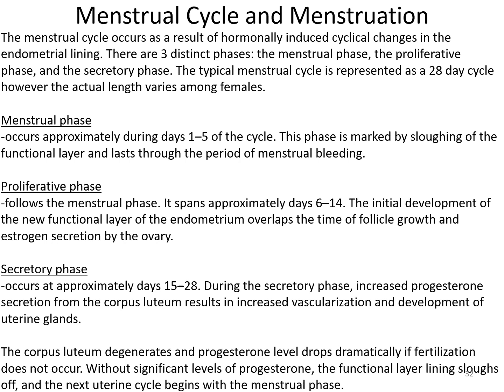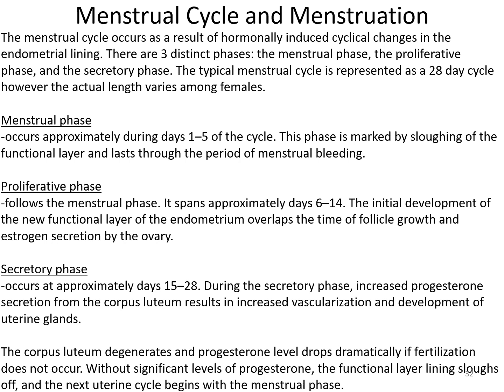The secretory phase happens about day 15 to 28. During the secretory phase, you have increased progesterone secretion that's coming from the corpus luteum, and that results in higher vascularization and development of the uterine glands. So we've built the tissue lining during the proliferative phase, then ovulation happened around day 14, and then the corpus luteum took over in the ovary, so now we get a large amount of progesterone, and so we start to vascularize. So in the secretory phase, we're vascularizing that layer. We're putting in a lot of new blood vessels, which is going to be necessary in case the embryo comes along and implants.